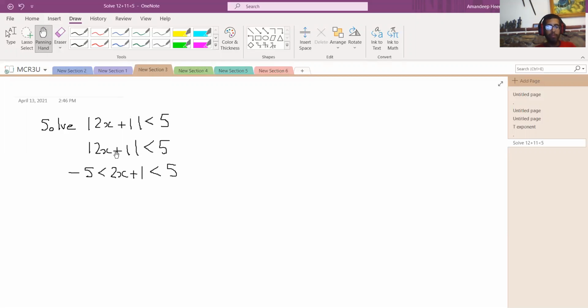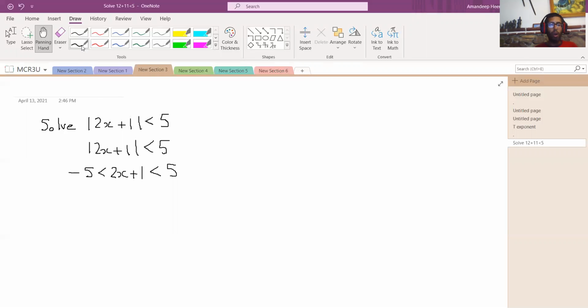We express it this way because we have an absolute value, these two vertical bars, with a less than. That's why we can express this as this. Does that make sense to everybody?